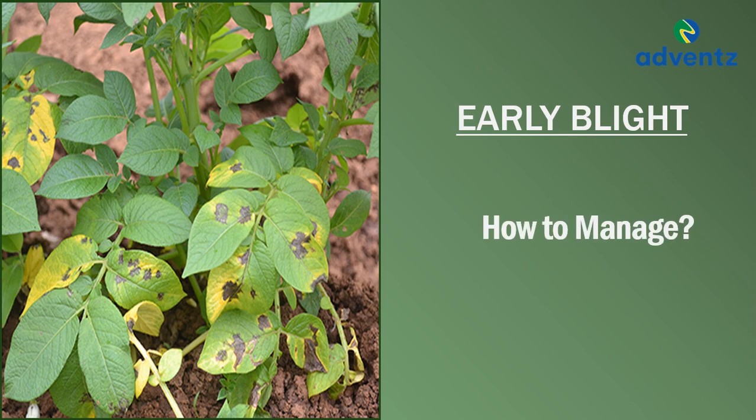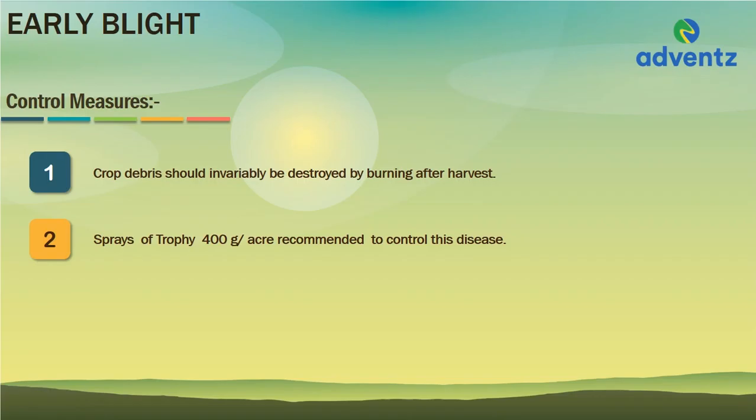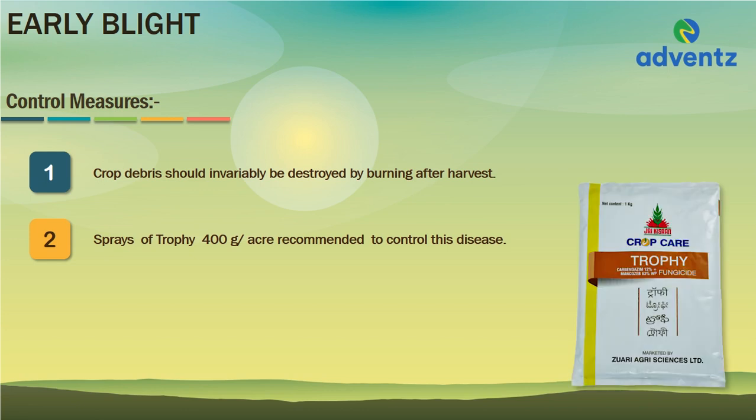How do we manage early blight? There are two control measures for early blight. First, crop debris should invariably be destroyed by burning after harvest. This means that once the earlier crop is harvested, whatever crop debris is left in the land should be burned off. And then the crop after plantation should be sprayed with trophy at the rate of 400 grams per acre to control this disease.